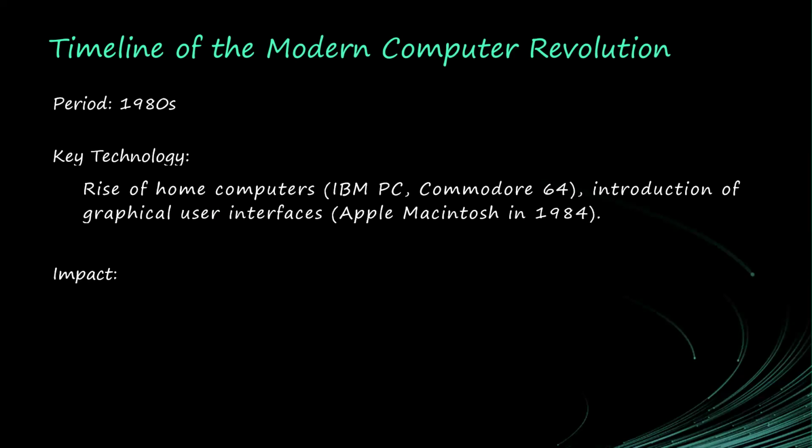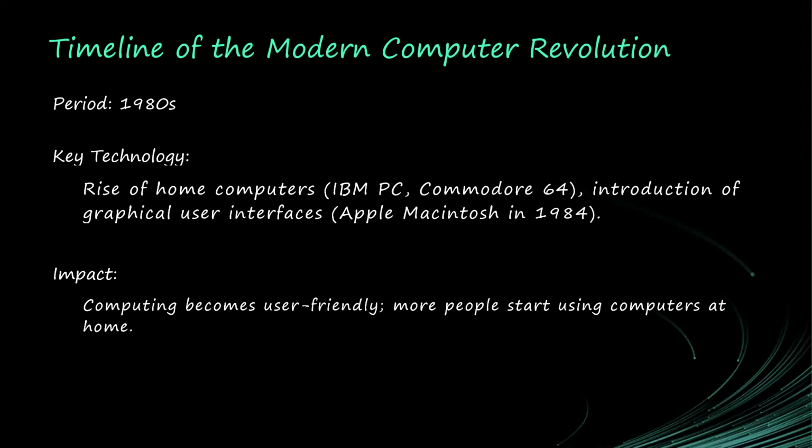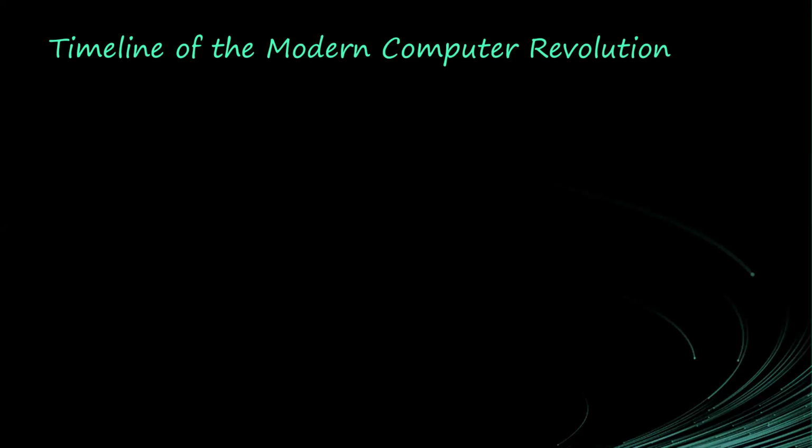So in the 1980s, graphical user interfaces came, and home computers were also on the rise. It makes computing very user friendly. More people start using computers at home because now there is a graphical user interface that makes it easy for them to use. You can see that all these things have been tried to make life easier for people. So people started using computers.